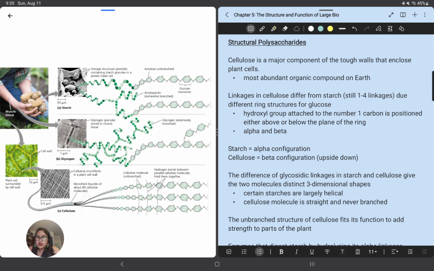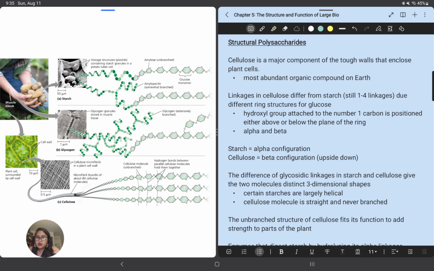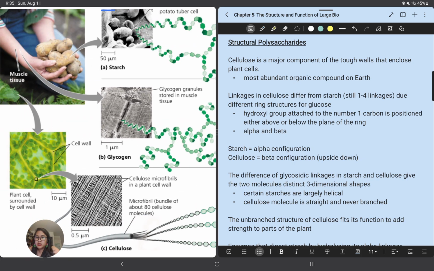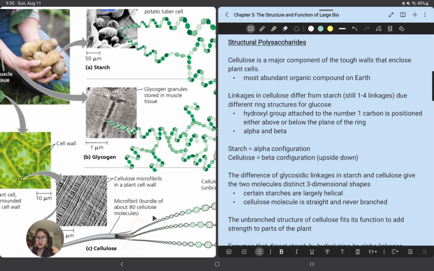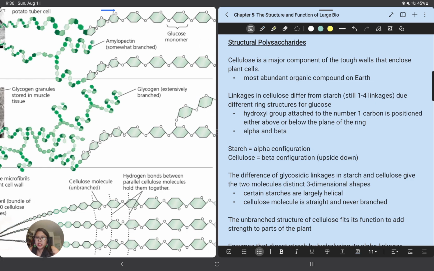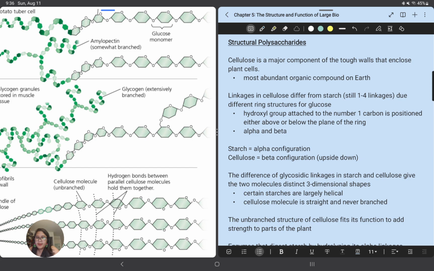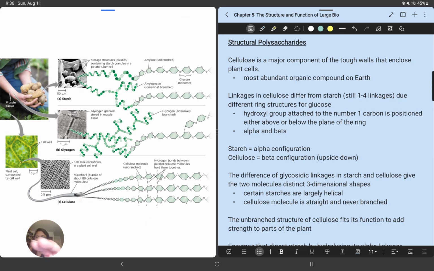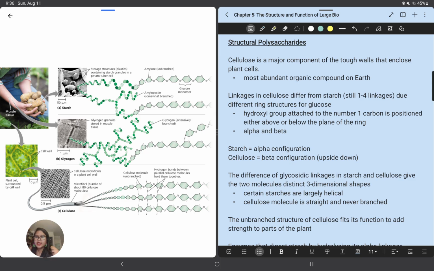So going back to this figure, as we can see here, this is cellulose, and it looks like this. Cellulose microfibrils in the plant cell wall. A microfibril is a bundle of about 80 cellulose molecules. As you can see, it's unbranched, it's pretty linear. Cellulose molecules are unbranched, and hydrogen bonds between parallel cellulose molecules hold them together. Okay? So these are the different polysaccharides.